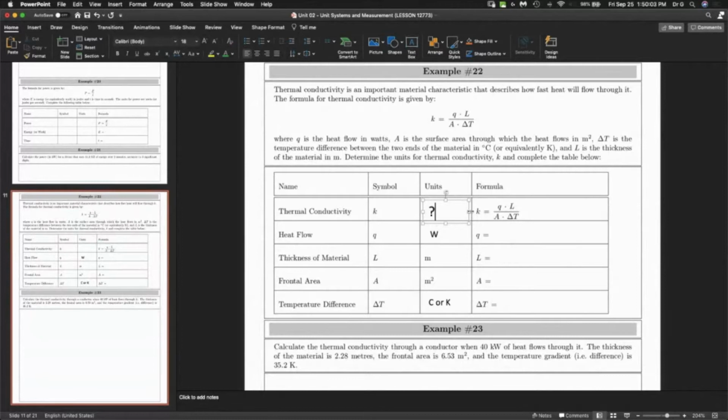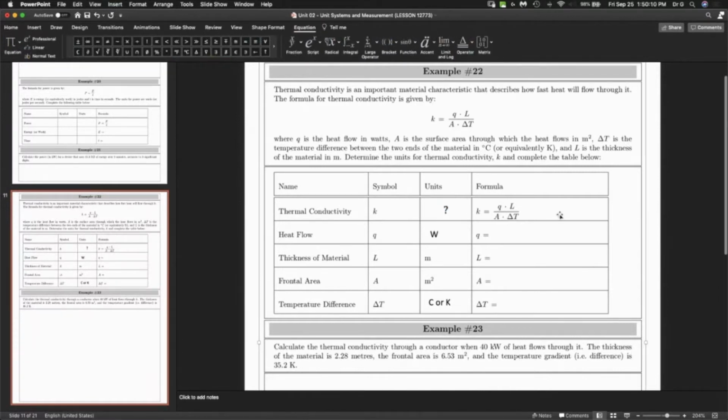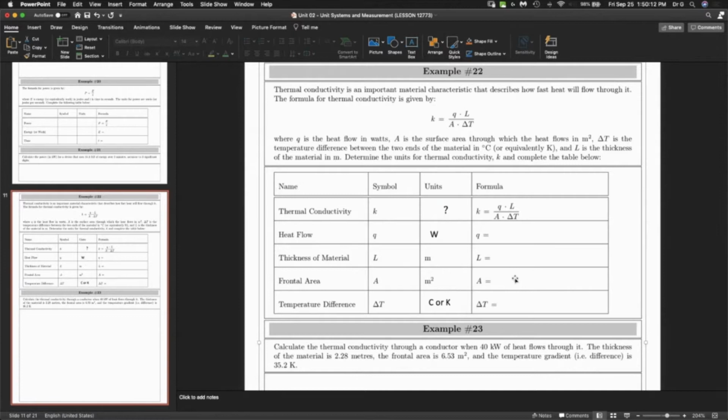K. That one's messed up. Anybody want to take a stab at what the units for K are? That's a tricky one. It is a constant for a given material, but how would you find the units for K? This is why I want you to get used to seeing questions like this, because you can derive the units based on the formula here for K.